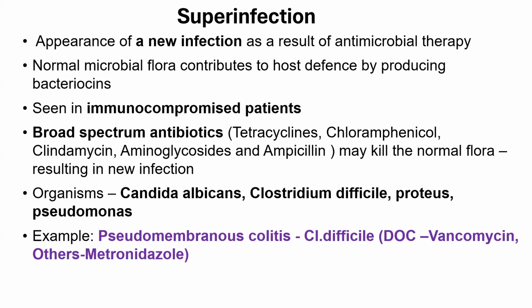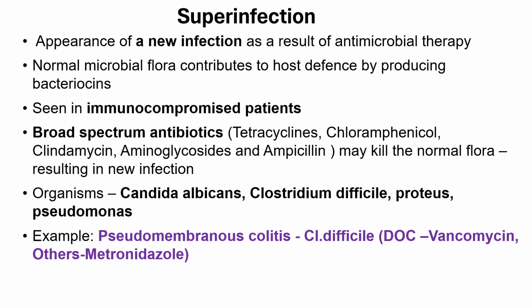Coming to superinfection, actually we know that it is due to the appearance of a new infection as a result of antimicrobial therapy. And we know that normal microbial flora contributes to host defense by producing bacteriocins. This superinfection is commonly seen in immunocompromised patients. The main antibiotics which cause superinfection are broad spectrum antibiotics like tetracycline and chloramphenicol. In addition to that, aminoglycosides, ampicillin and clindamycin also cause superinfection. Main organisms involved are Clostridium difficile, Candida, Proteus, and Pseudomonas. The very common example for superinfection is pseudomembranous colitis due to Clostridium difficile.